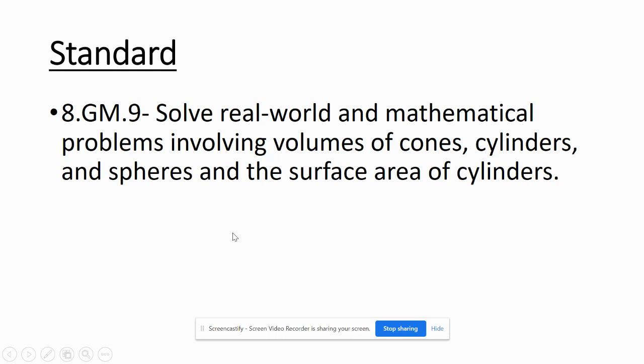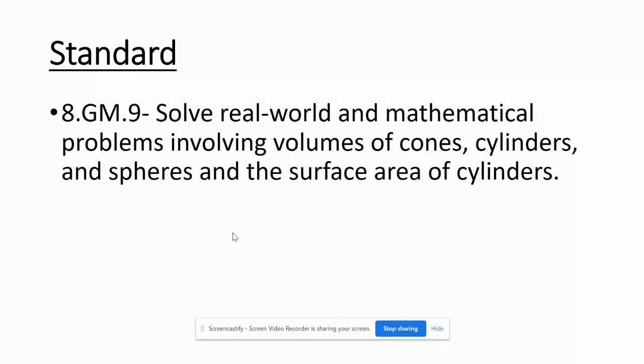All right, so this week we're going to talk about standard 8.G.M.9, which is solving real world mathematical problems involving volumes of cones, cylinders, and spheres, and the surface area of cylinders. We're going to start off today, which is Monday, on finding the volume of a cone.